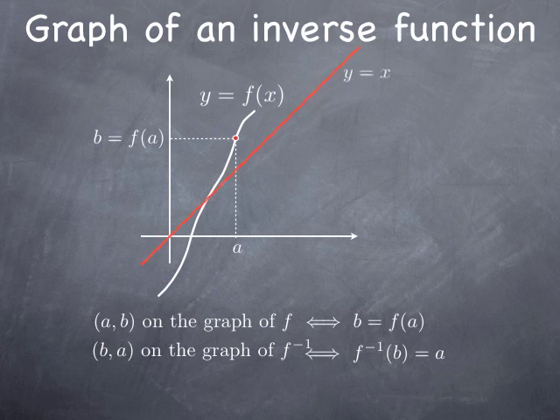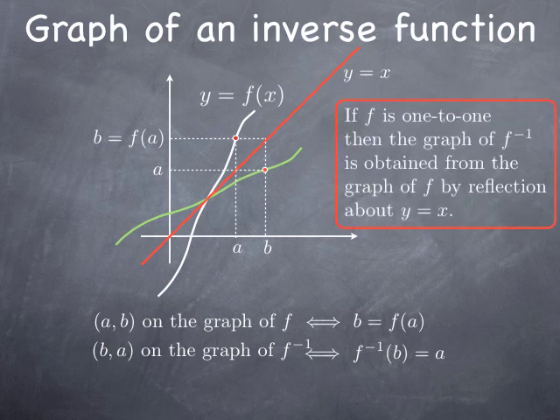So, if I draw the line y equal x, you see that the point of coordinates (b, a) is simply the reflection of the point of coordinates (a, b) about the line y equal x. And what that means is that for each point (a, b) on the graph of f, the reflection about y equal x is on the graph of f inverse. So in other words, the graph of f inverse is obtained from the graph of f by a reflection about y equal x. This is exactly what I just said. For a 1-to-1 function, if I know the graph of f, I can obtain the graph of f inverse by reflection about the line y equal x.